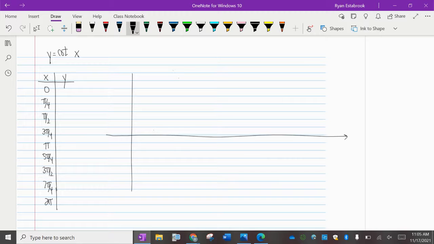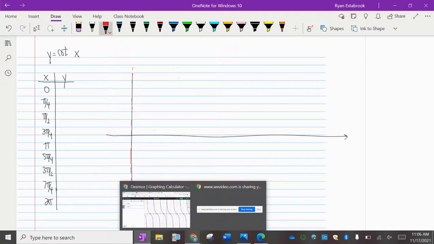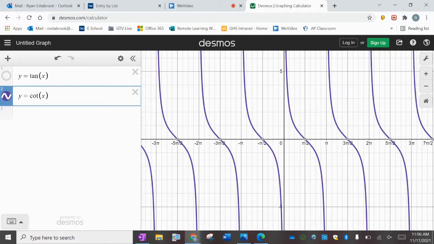So x equals 0. There was a vertical asymptote. That's because the cotangent of 0 would have been undefined. And unlike sine or cosine, as well as secant and cosecant, the period for tangent and cotangent is smaller. Go back to Desmos one more time. Each of these little swooshes is a period. The period for this cotangent goes from x equals 0 to x equals pi.